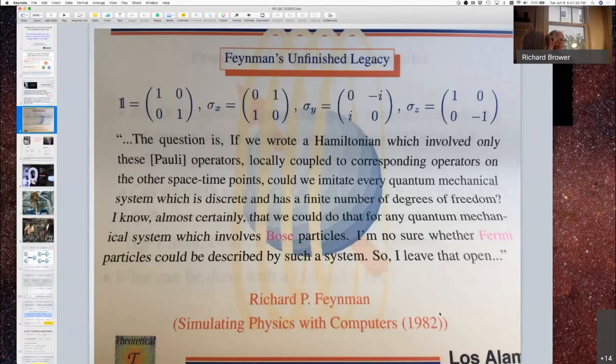He says, I know almost certainly that we could do this for any quantum mechanical system which involves bosons. I was just sitting down, and I think I have a theorem that shows that we can do this for fermions. So I believe I can answer this question in moments. I'm not sure about fermion particles, I'm about to write an article on whether particles could be described by such a system. So I leave this open. I found this at the bottom of boxes of junk, and I thought, hey, this is good.